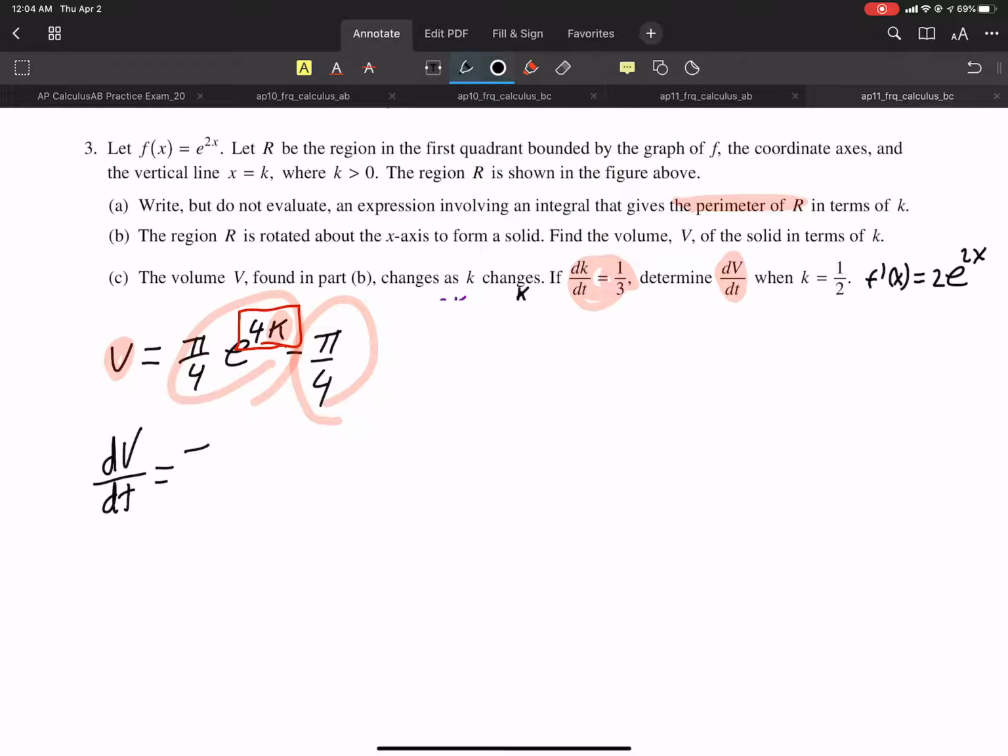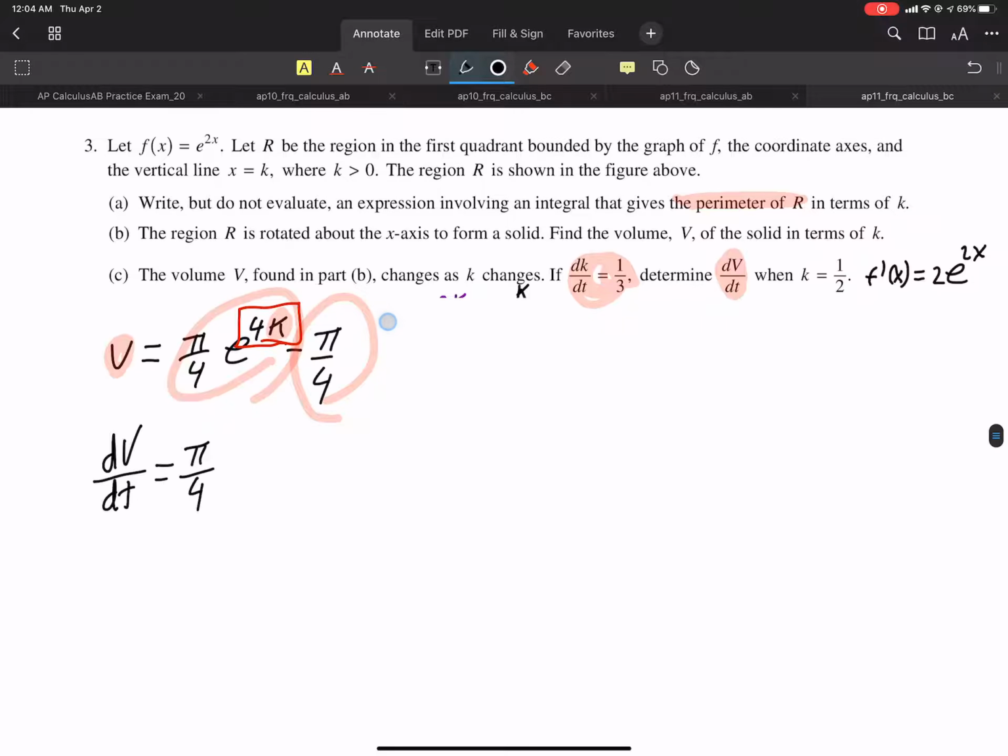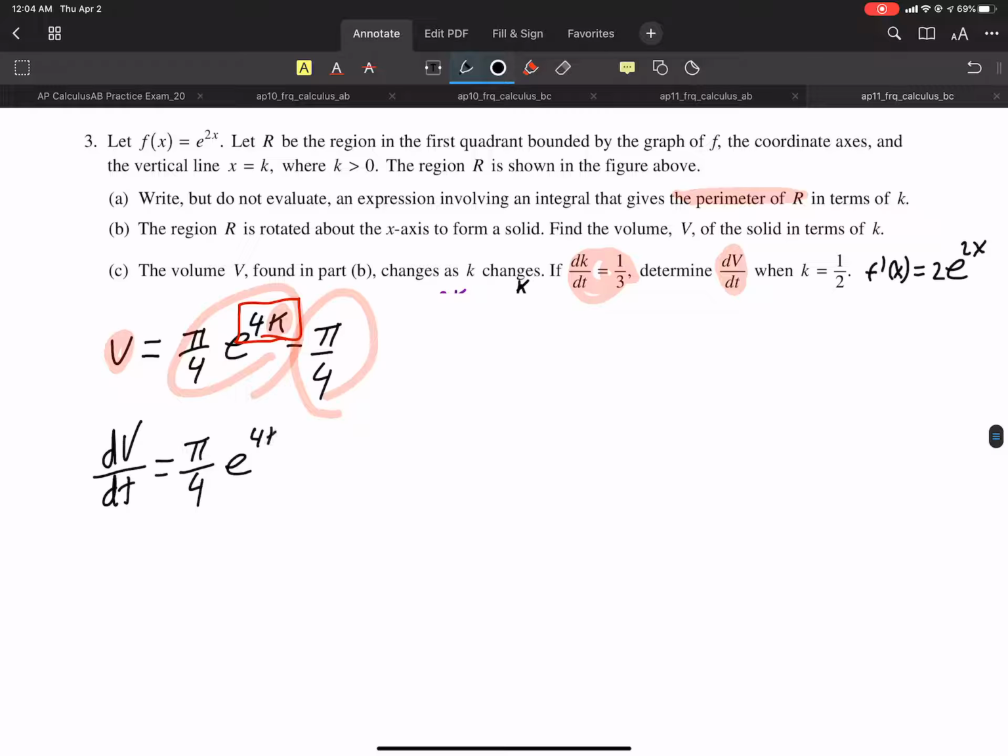So we take the derivative, the constant just gets copied. What's the derivative of e to the box? Well, that's just e to the box. Then we need to multiply by the derivative of that. Well, 4 is a constant. We just copy that. The derivative of k with respect to time, by definition, is just dk dt.